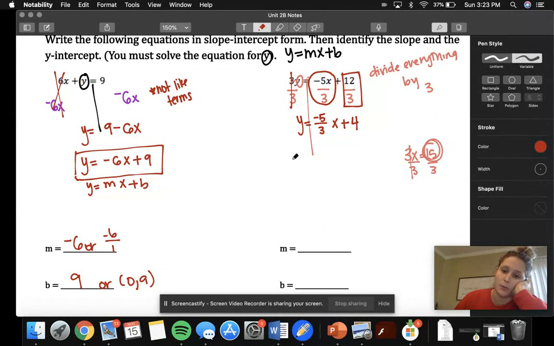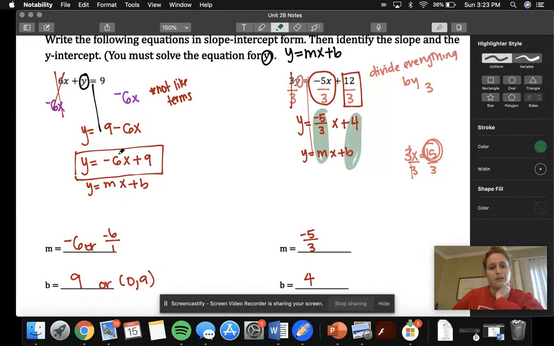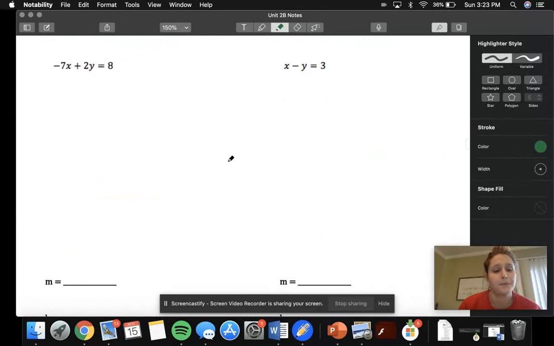So my slope is this -5 to 3 ratio, and my b value, or my y-intercept, is 4. The next two problems basically put all of this together.